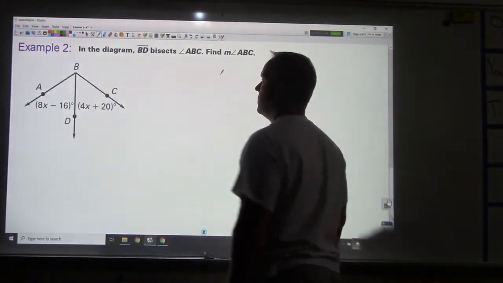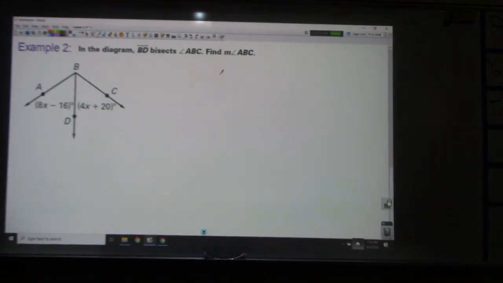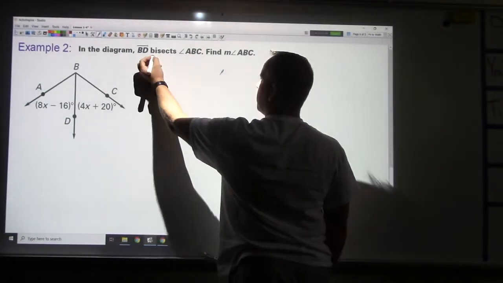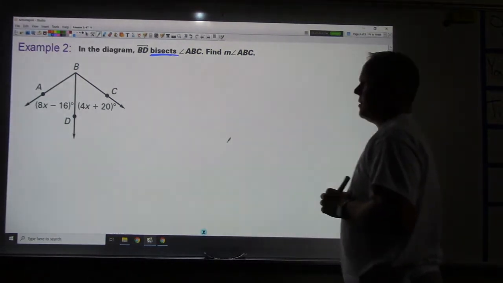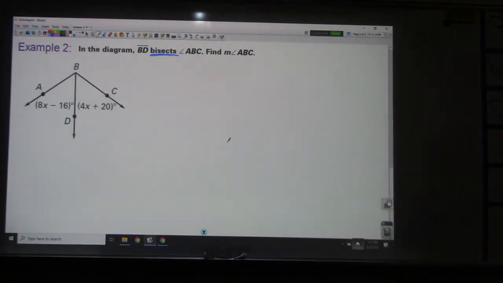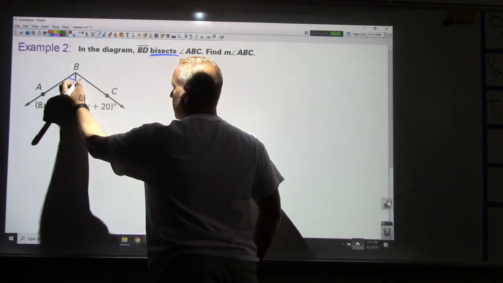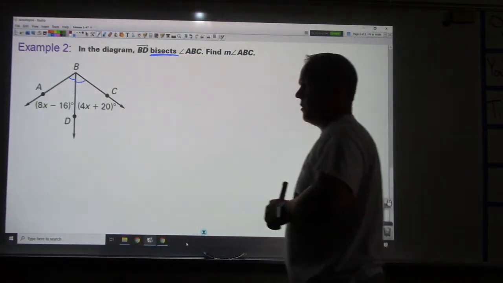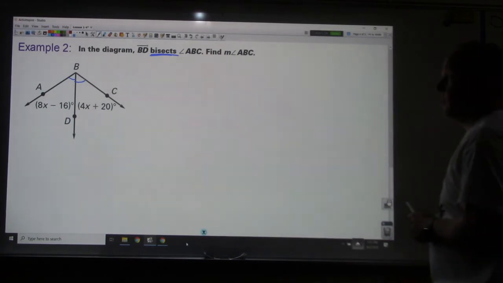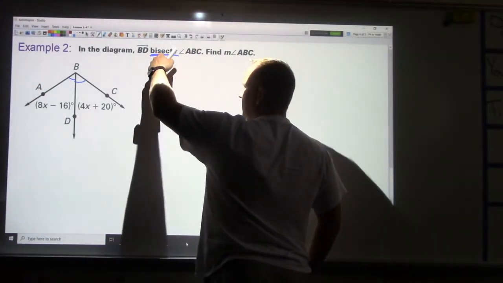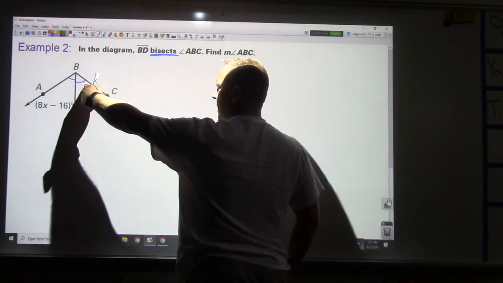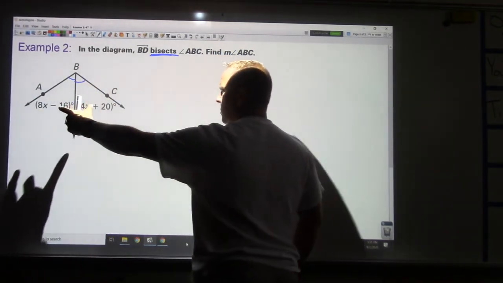Next example. Again, reading directions is very key in doing these. In the diagram, ray BD bisects angle ABC. So BD bisects ABC. It cuts it in half. Find the measure of angle ABC. So if BD is a bisector, you can do this now if you want. Add those little arches in there to indicate that those 2 angles are congruent. So since BD is a bisector, this angle is congruent to this angle, which means this measure equals this measure.